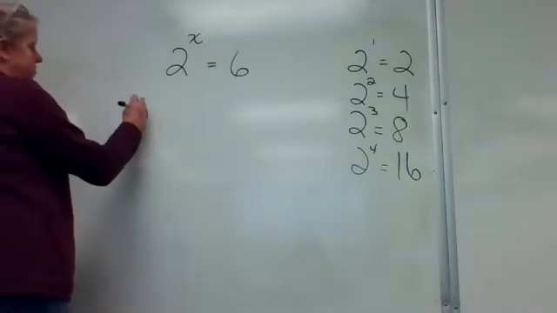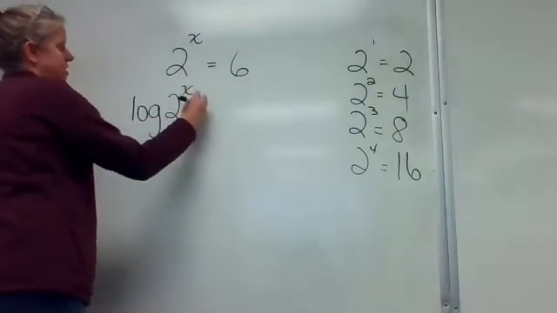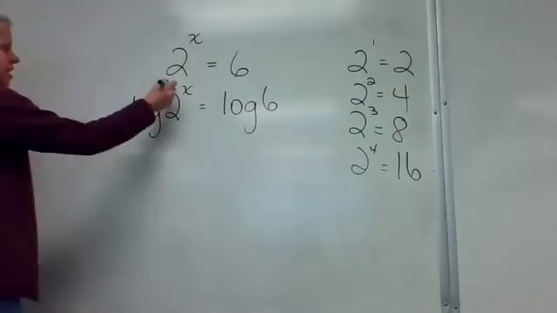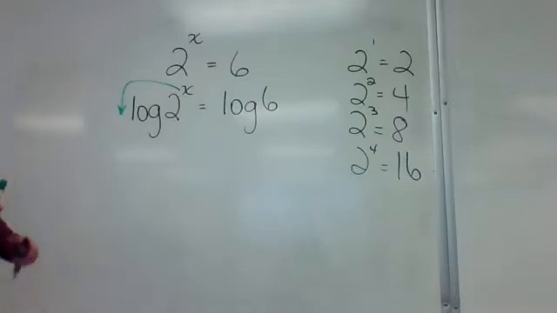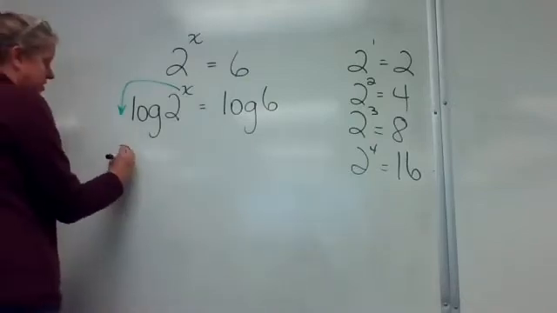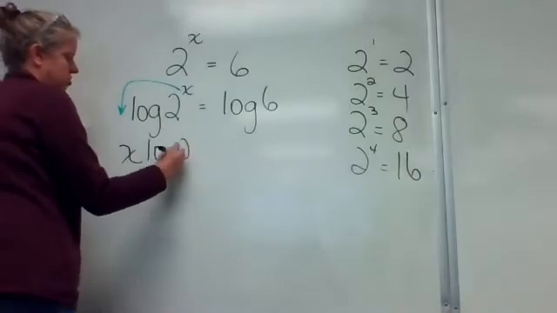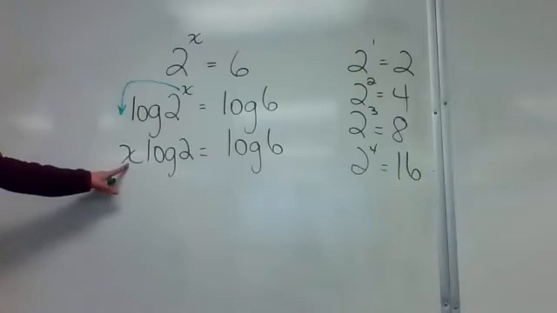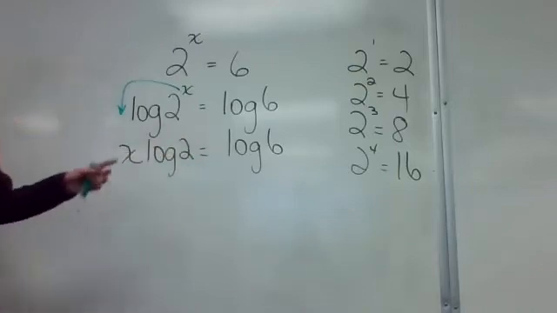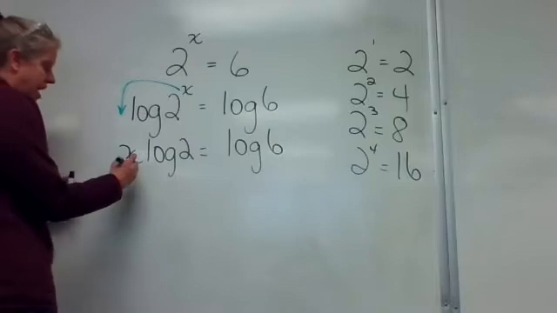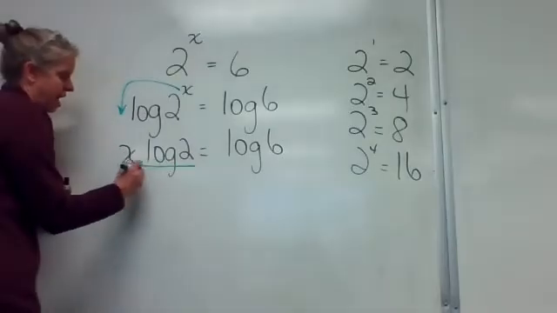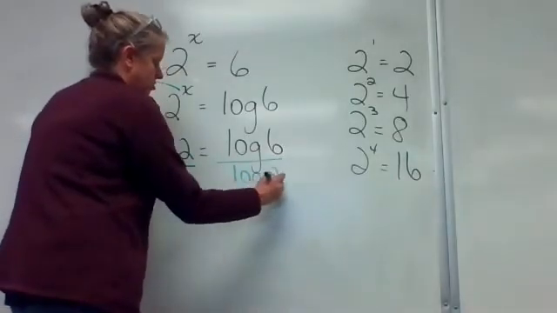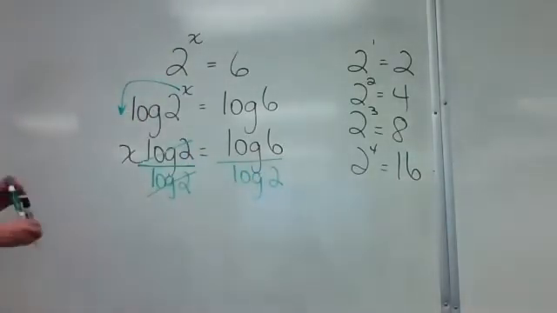So if I log the left, log of 2 to the x, I have to log the right. So log of 6. Now I can get my x out of the exponent using that property. So x times log 2 equals log 6. So now that your x is down here in the regular row, not up in the exponent anymore, I just need to isolate it. So I'm going to need to divide both sides by that log 2 to get the x by itself.